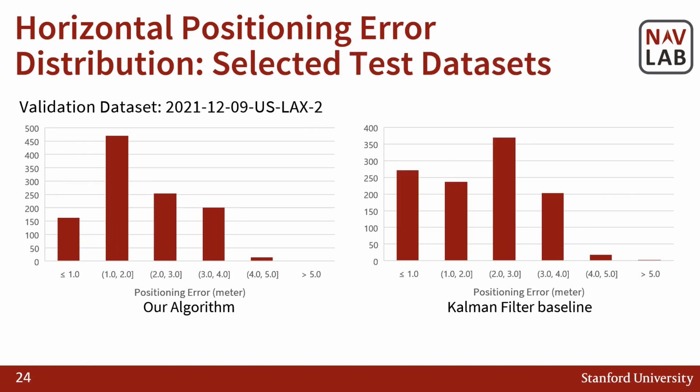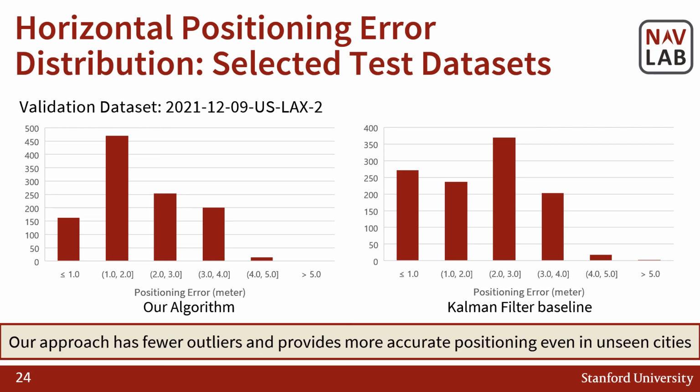Moving on, we show the error distribution for another dataset. For this dataset, we chose the LA one because this forms a part of the test dataset and was not a part of any of the training datasets that were used to train our GCNN. Again, as shown here, our approach has fewer outliers and provides more accurate positioning even in unseen cities such as LA.